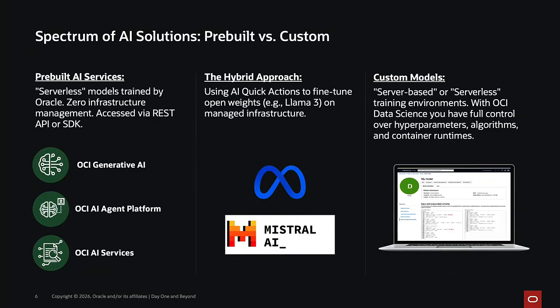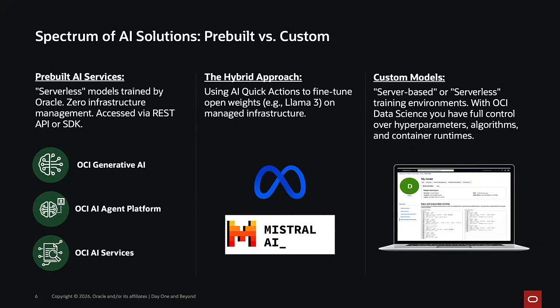And this is a fast route to value and a day one way to get started with the least amount of management. And then on the far right, and we're going to skip over the middle for a second, this is custom models. So this is where OCI Data Science lives, where you get total control. You pick the container image, you define the hyperparameters, you manage the storage. This is for when you have some unique proprietary data that a generic model might not be able to understand.